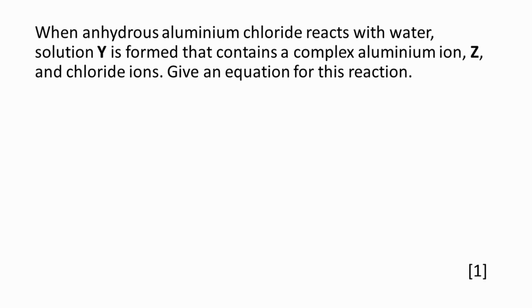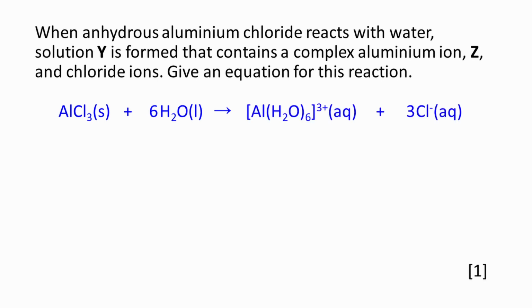Here's the first part of the question. When anhydrous aluminium chloride reacts with water, solution Y is formed that contains a complex aluminium ion Z and chloride ions. Give an equation for this reaction. Aluminium chloride has the formula AlCl3. In the presence of water, the hexaaqua complex ion will form. We are told in the question that chloride ions are also formed. The balanced equation is given in blue here.